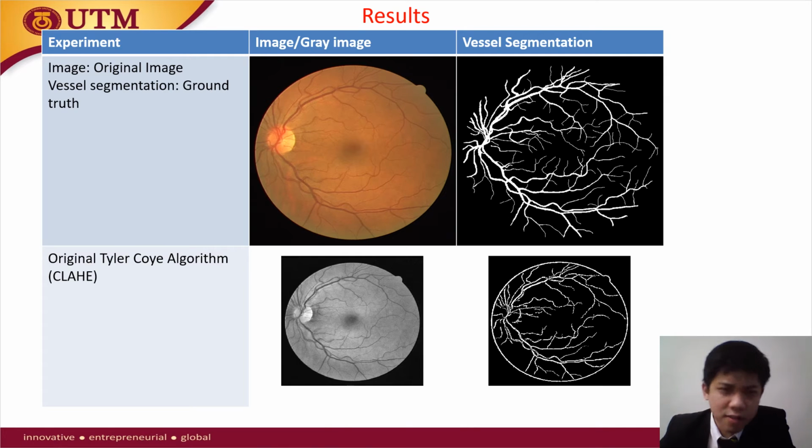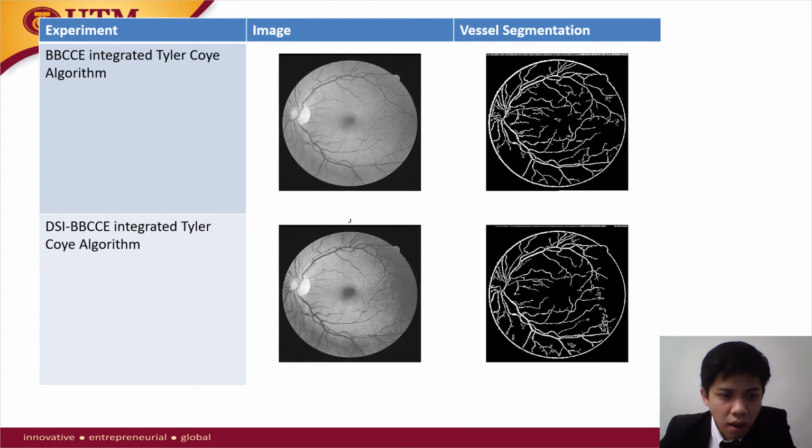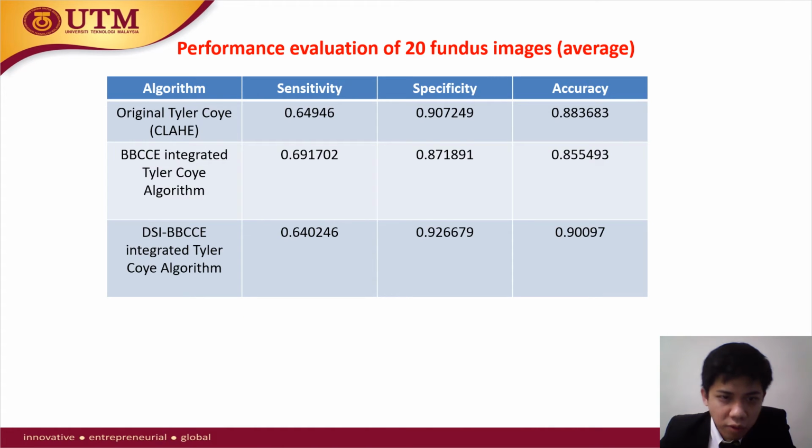Let's talk about results. Firstly, the image is the original. Then beside it is the ground truth image, which is manually drawn by ophthalmologists. The second row is the original Tyler Coye algorithm with CLAHE. You see the gray image and its vessel segmentation. After that, it is the BBCCE integrated Tyler Coye algorithm and the DSI-BBCCE integrated Tyler Coye algorithm. The following shows the performance evaluation of 20 fundus images, averaged: sensitivity, specificity, and accuracy.